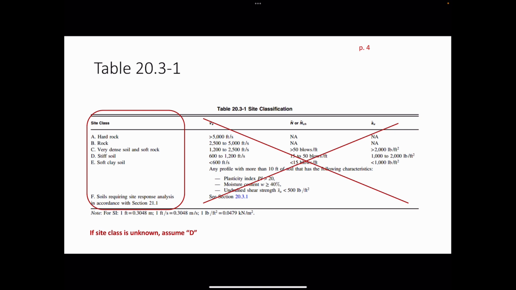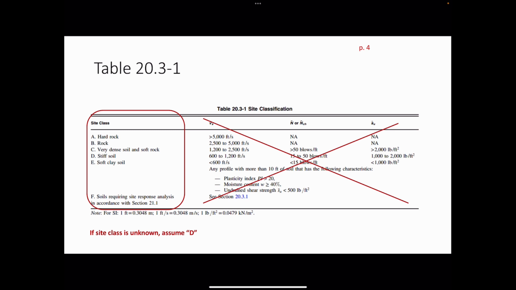All right, so that brings me to Table 20.3-1, which is on page 4 of your handout, before the maps. This is where we determine the site classification. On the right-hand side of the table that I have put a big X over, you may recognize some of those terms. Anyone taking or has taken geotechnical engineering? All right, so you know shear velocity. Have you heard of that yet in that class? No? Okay. Well, you may or may not.